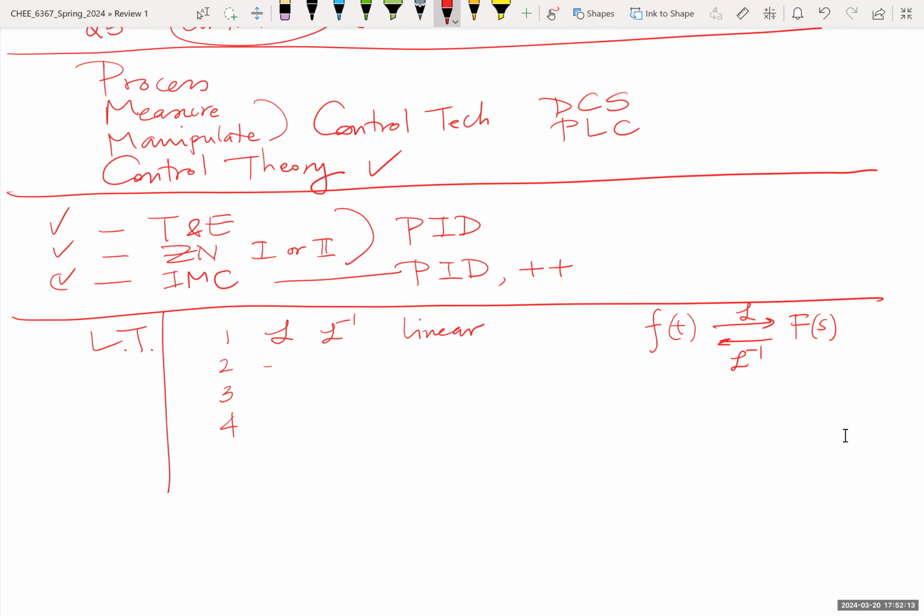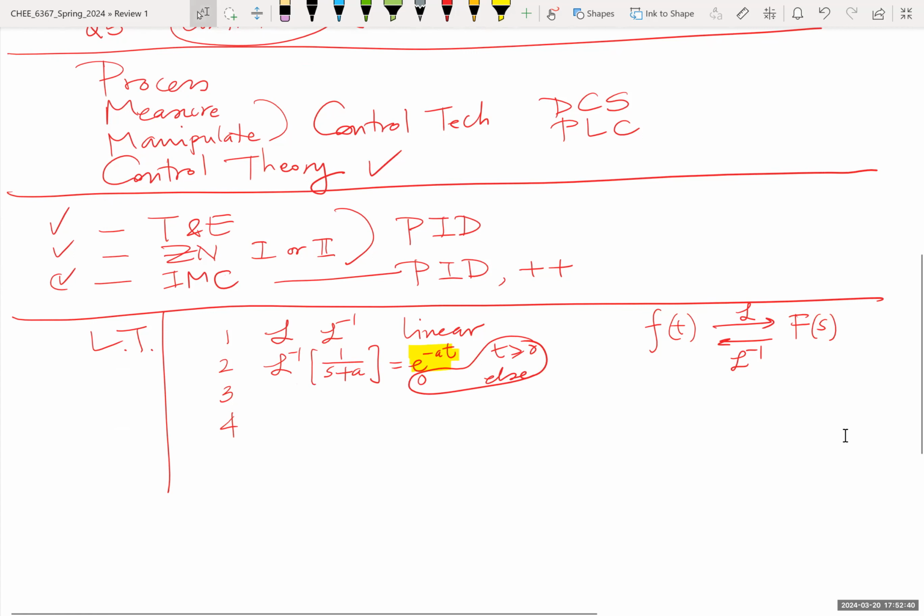Fact 2 is Laplace of exponential, which we deal with all the time. Actually, let's go to the inverse. The inverse of this is e to the minus at, for t greater than or equal to 0 and 0 otherwise. But we typically remove this and concentrate on this, which is the important part. And you might wonder, well, we don't deal with exponentials all the time. True. This formula is actually true when a is real or complex.